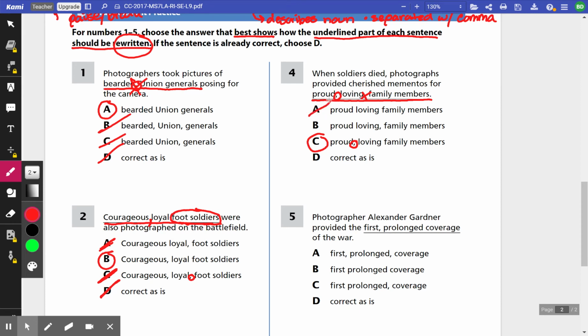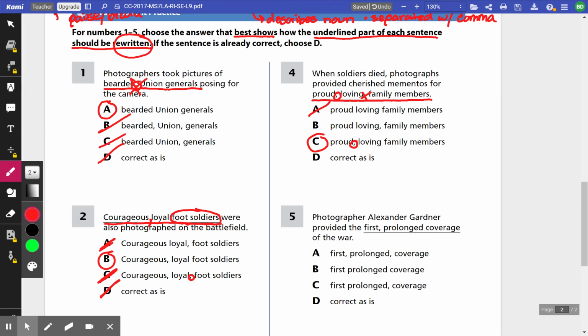So we know that answer choice A is incorrect because there's got to be a comma between proud and loving, because that's the rule with coordinate adjectives. You have to have that comma in between them for it to be correct. And answer choice A has no commas. Answer choice B has the comma between loving and family members.